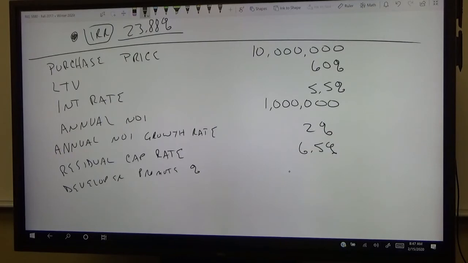And the developer promote percent? 1%. Maybe the developer's something to work with. 20%. 20%, what the heck? Okay, all right, there are your assumptions. Get busy. Ready to see how quickly you can do it.